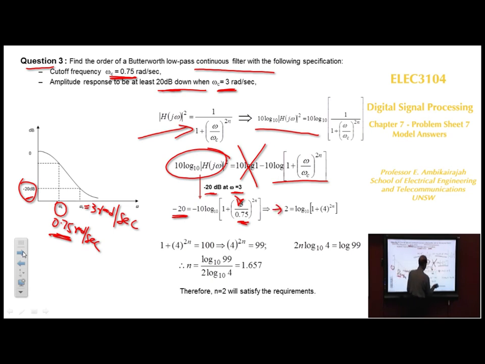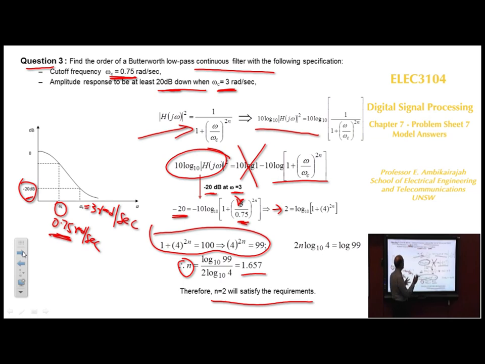From here you get 2, and then you simplify. I don't need to go through this simplification again. And you calculate that n becomes 1.657. Therefore, n equal to 2 will satisfy the requirements. So different questions, different ways you've been given, and you really have to work it out. There's not much of a difference between this question and the previous questions. So the principle is the same.